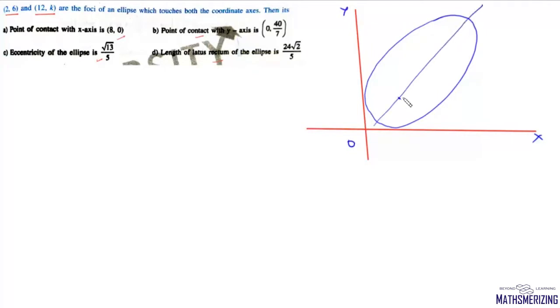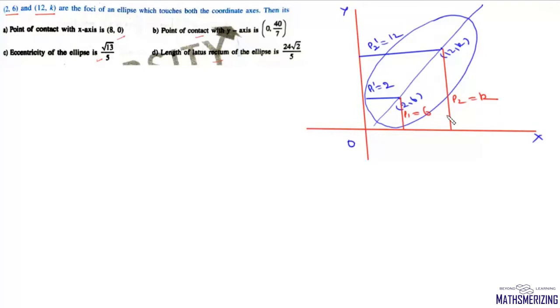Now the foci are at (2, 6) and (12, k). First we'll find the value of k. Now we know that from the foci, the product of the lengths of the perpendiculars on any tangent is equal to b square. So we'll find these perpendiculars on the x-axis, P1 and P2. P1 is 6 and P2 is k. In the same way, we can find perpendiculars on the y-axis, say P1 dash, which is 2, and P2 dash, which is 12.